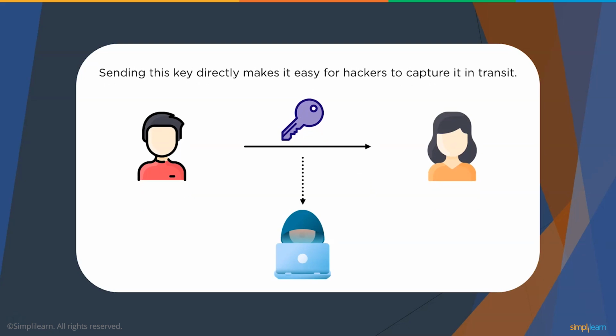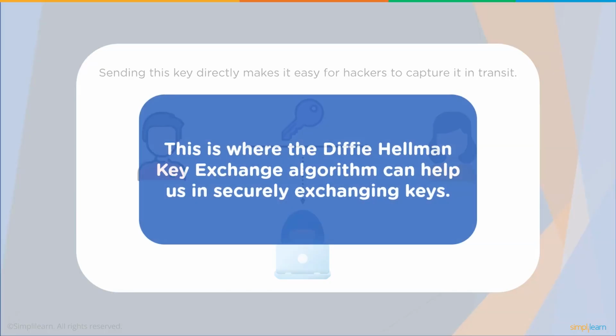If the key is intercepted, all the messages that are exchanged between Henry and Stella can easily be read by the malicious actors since they already have the decryption key. This is where the Diffie-Hellman key exchange algorithm comes into play. It made the process much more streamlined and more secure.